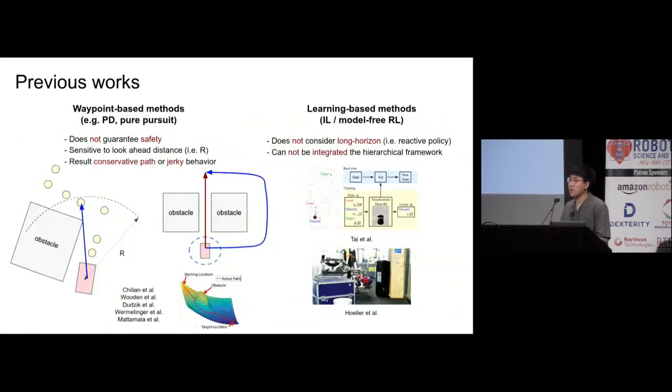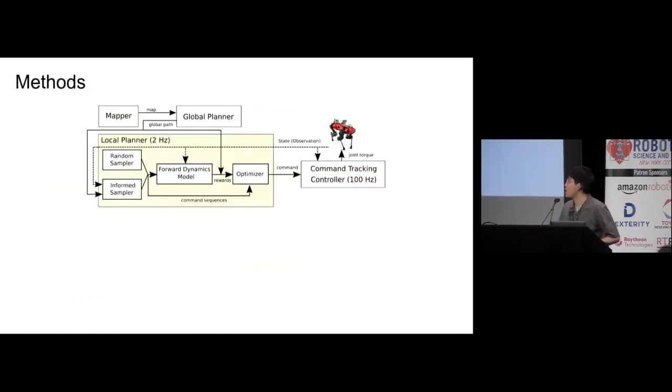Most widely used local planner in previous work is the waypoint-based method that repeats waypoint selection and command generation with PD controller. However, these methods do not guarantee safety while moving toward that point. Recently, there were some learning-based approaches, but the results are limited to single-step planning or not built for global path tracking. In this paper, we present a learning-based local planner that enables safe navigation even in geometrically complex environments.